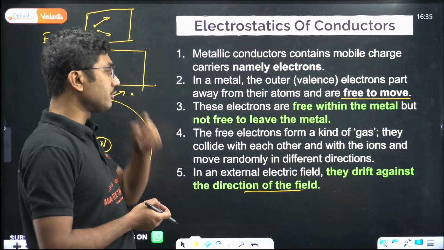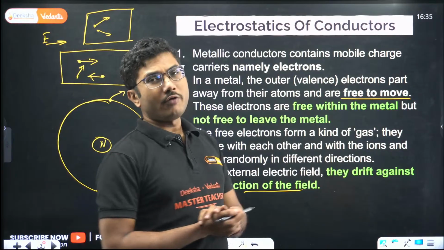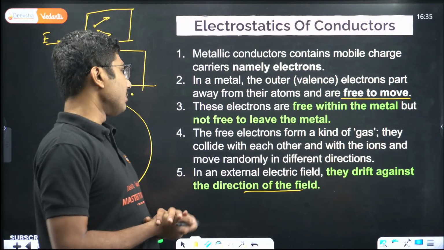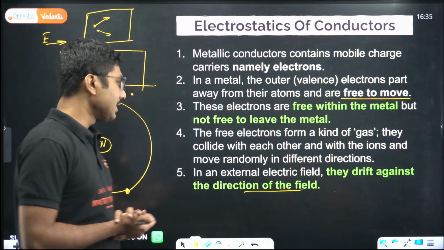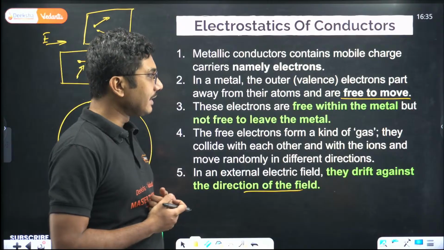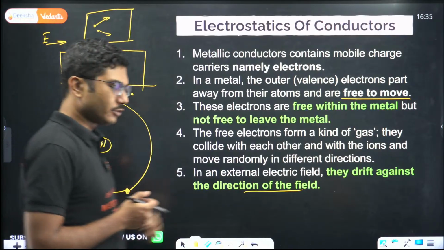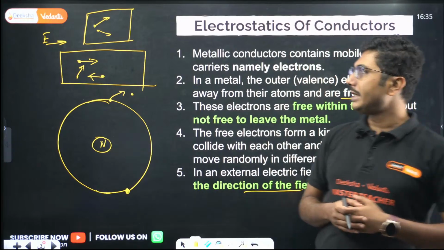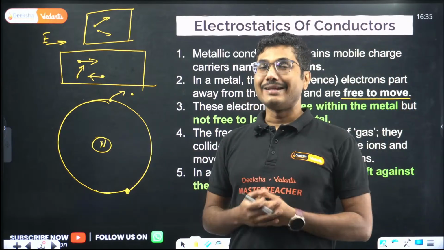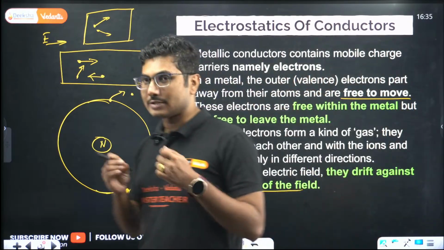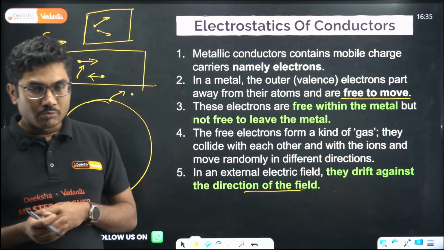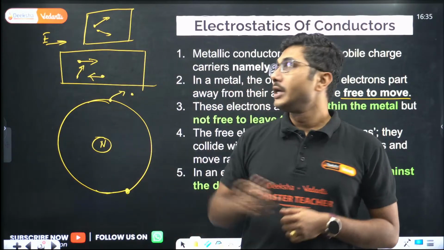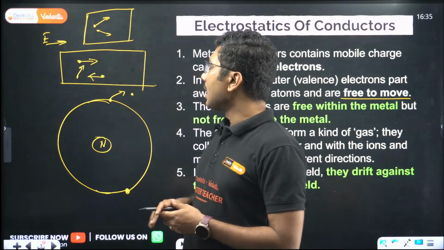The free electrons form a kind of gas. They collide with each other and with the ions and move randomly in different directions. In an external electric field, they drift in the direction of the field. In the absence of an external electric field, they are basically like an ideal gas. You have studied ideal gas. There the gas particles are moving in random motion, and not only that, they are colliding with each other. So they are actually moving like a gas.